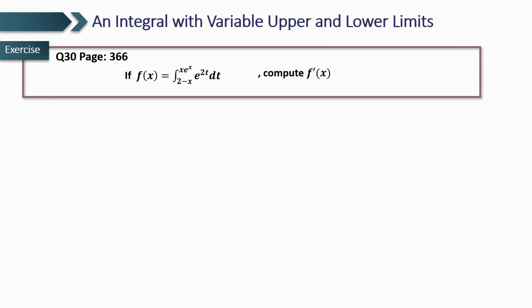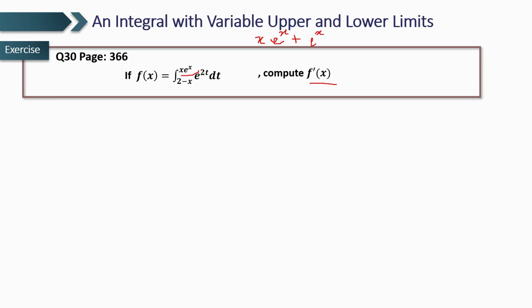Let's try out this question. Same rule since you are finding the derivative of the antiderivative. What is the upper limit derivation? You will use the product rule. x is your u, dv is e power x, so you get x times e power x plus e power x, and the derivative of x is 1.